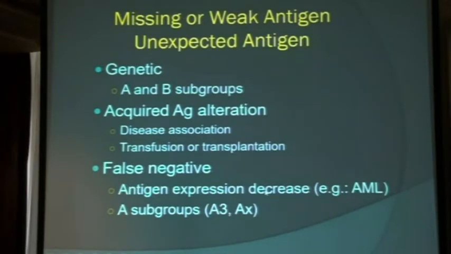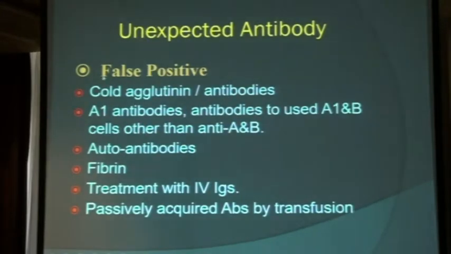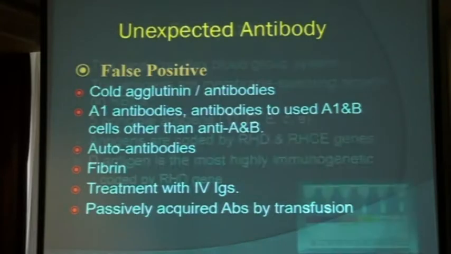False negative: antigen expression decreases, for example in acute myeloid leukemia and A subgroups such as A or X. Weak or missing antibodies, false negative, occur at extremes of age, in babies or old age, in hypogammaglobulinaemia, or due to technical errors. False positive antibodies include agglutination or antibodies such as anti-A1 in A subgroup cells, autoantibodies, fibrin, IG treatment, and passively acquired antibodies by transfusion.